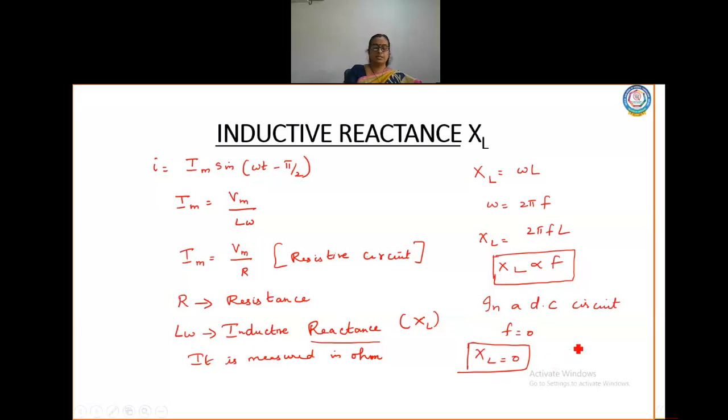Okay, so this is about an AC circuit containing an inductor. We are going to learn more about AC. In the next video we will cover an AC circuit containing only a capacitor. What are the changes that will take place? That also we are going to learn.